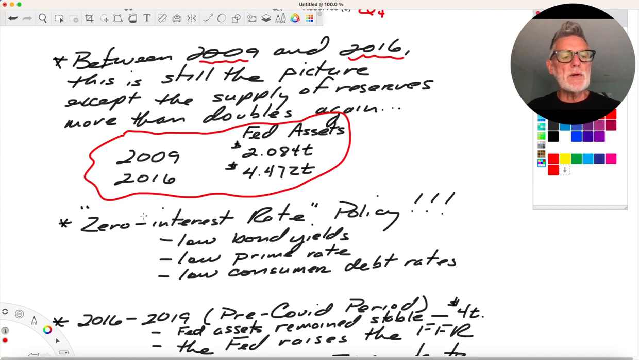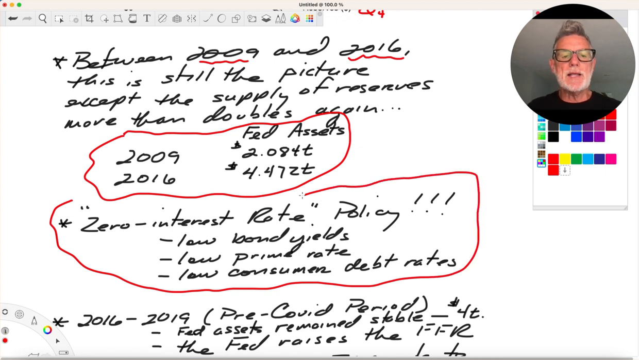Now, this period, as I said, is characterized by zero interest rate policy. If you go back and look at interest rates between 2009 and 2016, which I've done in preparing these materials, you'll see that bond yields were historically low. And so in this pre-COVID period, we'll talk more about it in a minute, we have very, very low interest rates. Our prime rate is very low, and consumer debt rates, credit card interest rates, are very low.